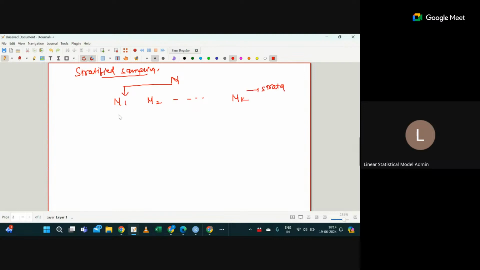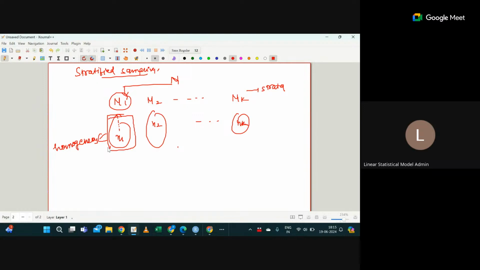So in n1, in each stratum I will take some samples of size n1, then n2, till nk size, and then we'll perform. What we are normally trying to see is that this stratum or this group or this class, you can say, we are trying to make as homogeneous as we can. Homogeneous means there should be less variability within that group or within that class.